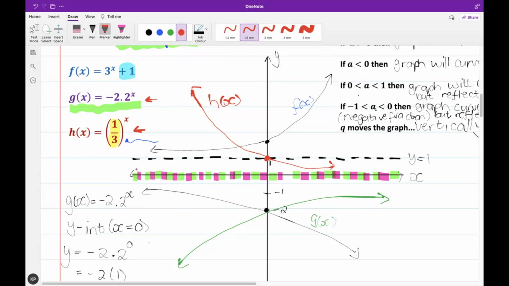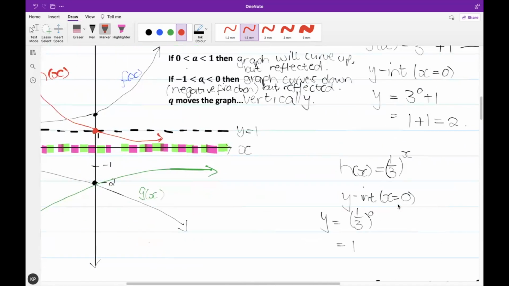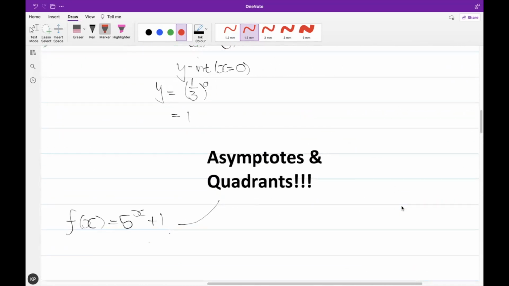We haven't had a graph move down, have we? Not yet. Okay, and then for this one, you know it definitely doesn't pass the x-axis because the asymptote is even higher than the x-axis. Do you guys see? So you guys must make those decisions when you see graphs. And that is why Teacher Coco, I'm assuming, wrote asymptotes and quadrants.